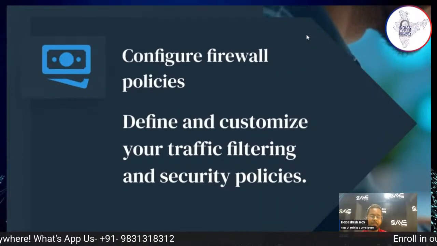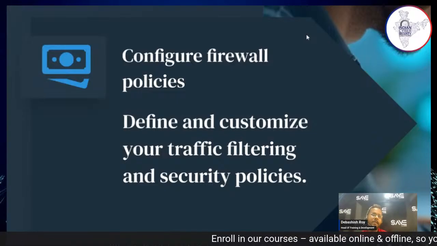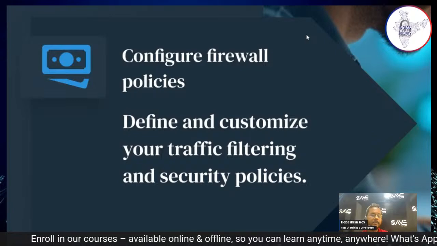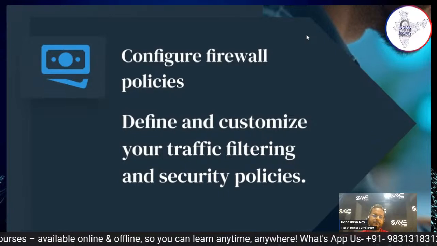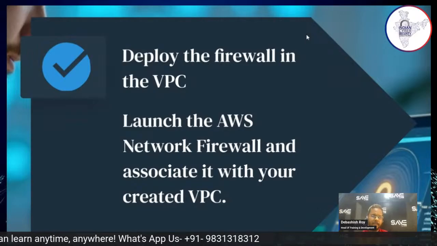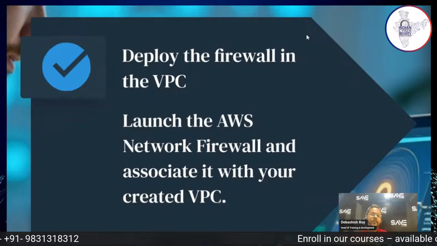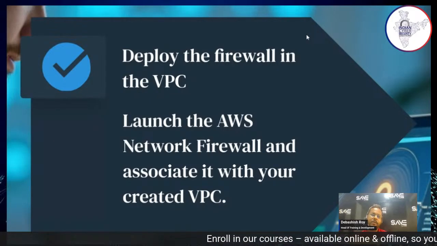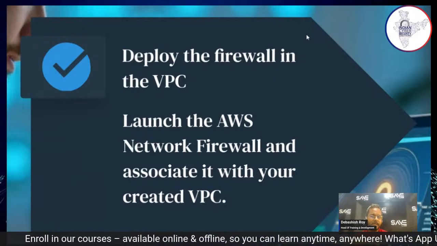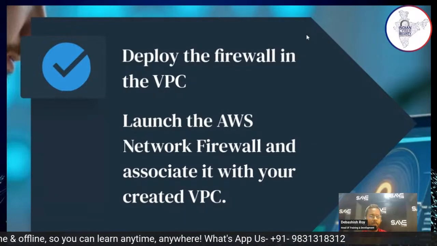Configure firewall policies, definitely the rules. Define and customize your traffic filtering and security policies or rules, incoming, outgoing policies. Definitely you have to just specify and define or configure. Then deploy the firewall in the VPC. So once you are done with it, once you have created the VPC, once you have specified the rules, then you deploy the firewall in the VPC, then you are all done. So you are good to go. So launch the AWS Network Firewall and associate it with your created VPC. So you launch it there so that it starts monitoring your traffic, that is the incoming and outgoing.